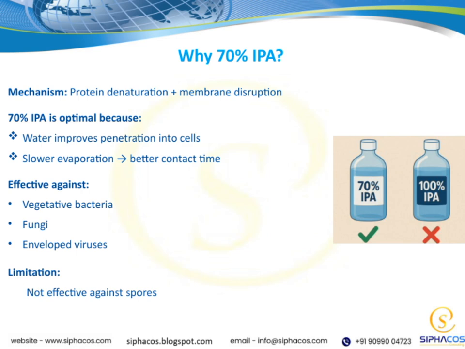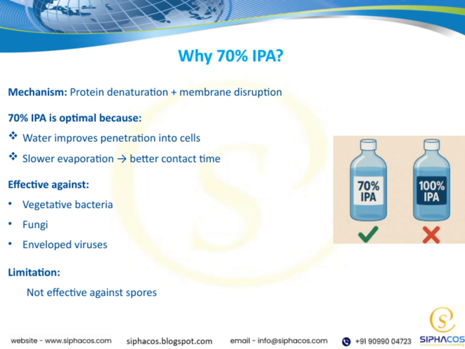Plus, since 70% IPA evaporates more slowly than higher concentrations, it provides better contact time on surfaces, making it more effective overall. This concentration works well against a variety of pathogens, including vegetative bacteria, fungi, and enveloped viruses. These organisms are generally less resistant, so this concentration hits them hard.